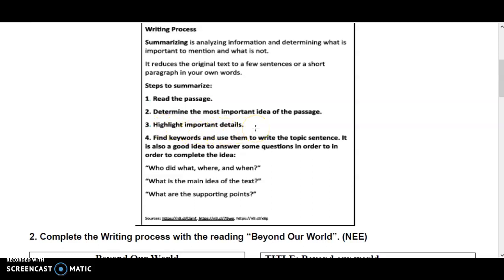As number 3, you have to highlight, maybe like underline, subrayar, marcar, the most important details in the paragraph or in the passage. As number 4, you have to find keywords, palabras claves, and use them to write the topic sentence.